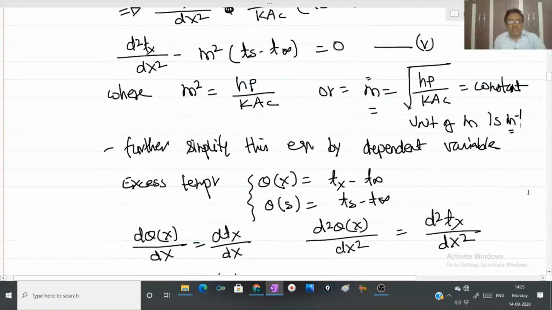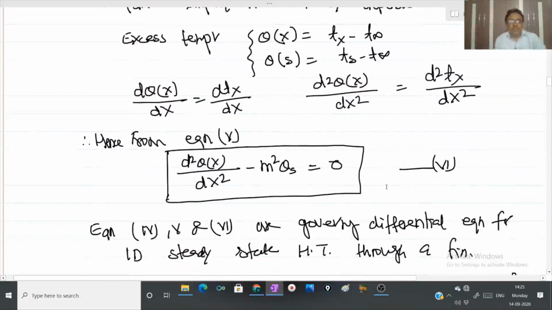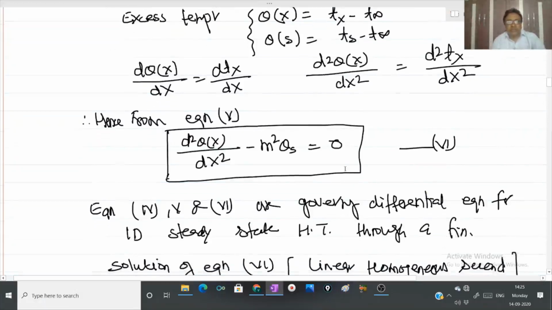I can also represent equation number 5 in terms of excess temperature. Theta x is equal to T(x) minus T infinity and theta s is equal to Ts minus T infinity. So equation 5 can also be rewritten in terms of excess temperatures: d squared theta x over dx squared minus m squared theta s is equal to 0. So equations 4, 5 and 6 are governing differential equations for one-dimensional steady-state heat transfer through a fin.